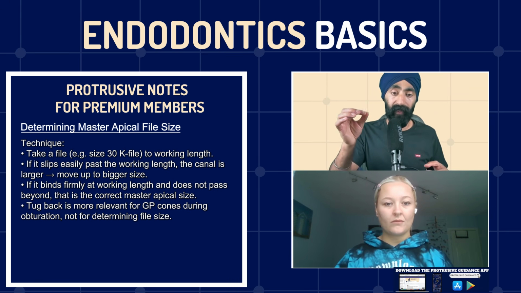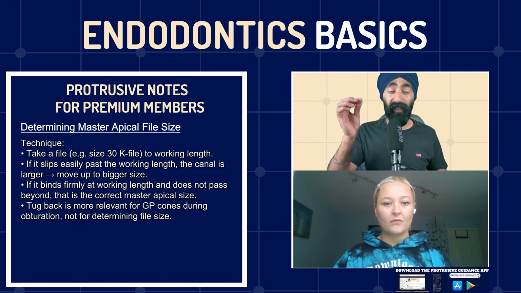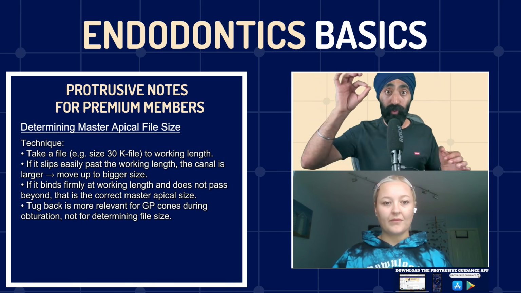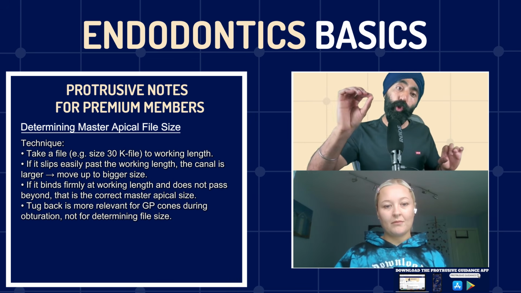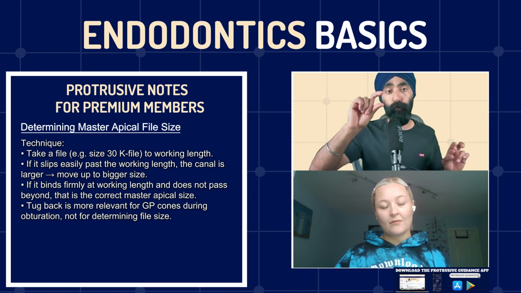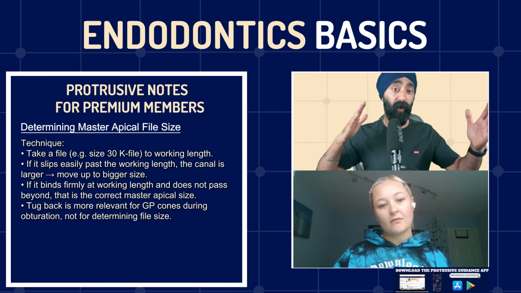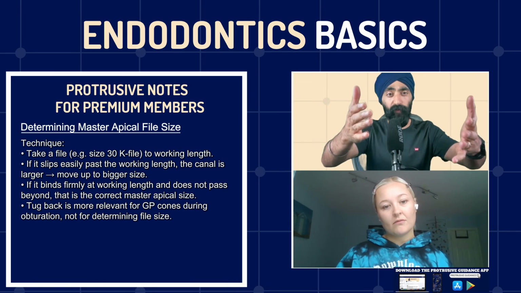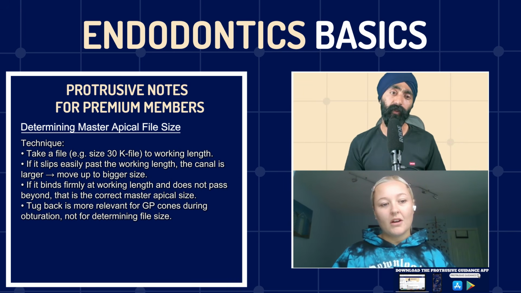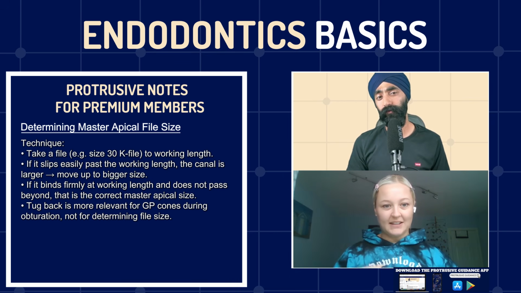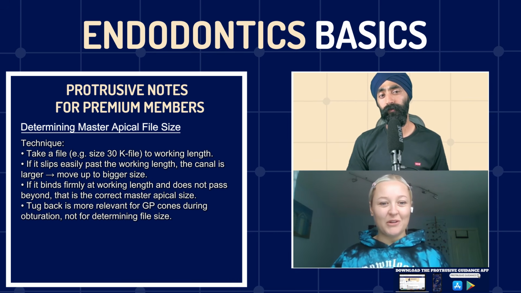So one top tip is, let's say you get a blue size 30 K file. So this is like the ISO color system. You take it to your length, okay? How would you check whether your master apical file is a 30 or a 25 or a 35? What have you been taught to determine? Would you check it for tug back to see if it fits well at the apical region?